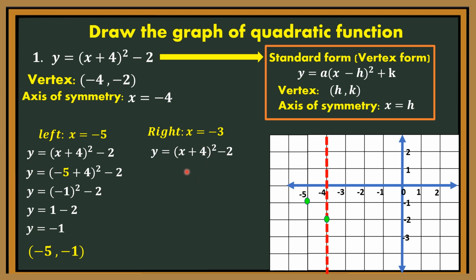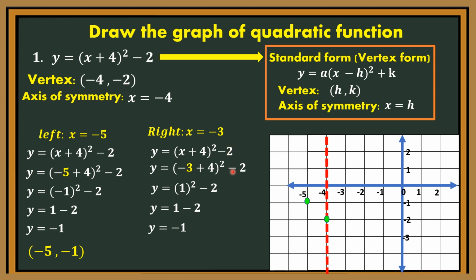Original equation, y is equal to the quantity of x plus 4 quantity squared minus 2. Substitution. So, ang x natin, papalitan natin ng negative 3. Plus 4, then squared, minus 2. Then, simplify natin nasa loob, negative 3 plus 4, that is positive 1. Then, squared, minus 2. 1 squared, that is 1 times 1. The answer is 1. Just copy minus 2, then subtract natin. y is equal to negative 1.